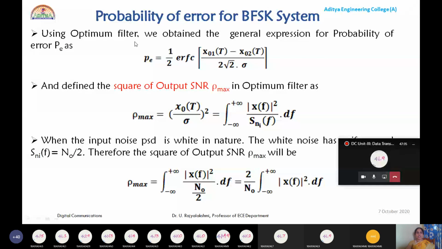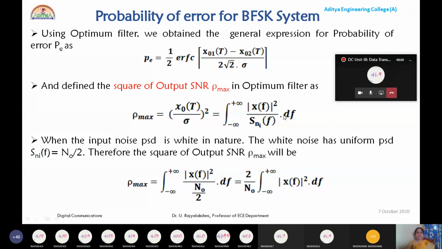See, first of all we took the optimum filter probability of error expression. And then we considered x01 of t minus x02 of t divided by sigma whole square as rho max, and that should be maximized. If it is maximized, the value will be integral from minus infinity to plus infinity of mod x of f square divided by SNI of f df. And then once again, we considered the input noise to be white in nature, so SNI of f is replaced by N0 by 2. So we'll get it as 2 by N0 integral from minus infinity to plus infinity of mod x of f square df.